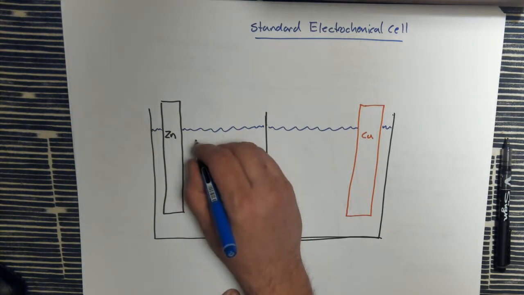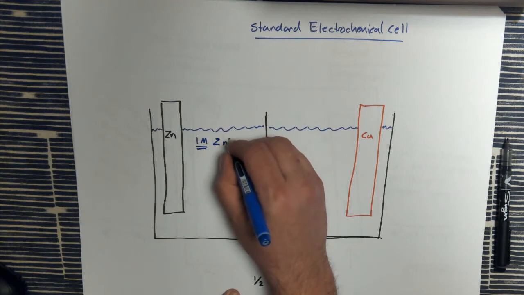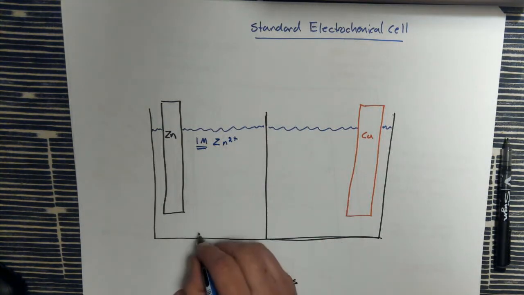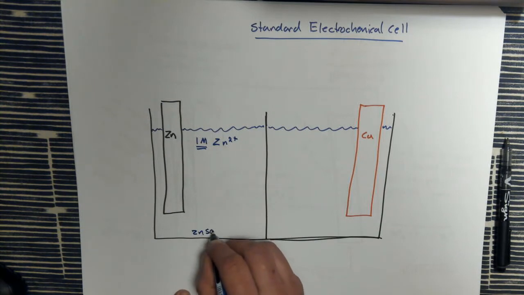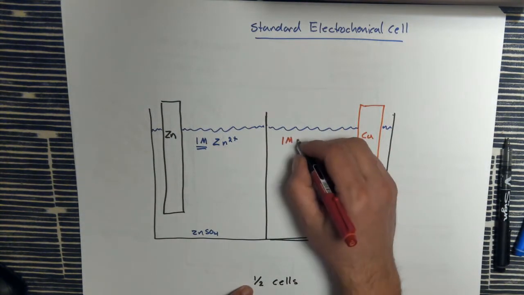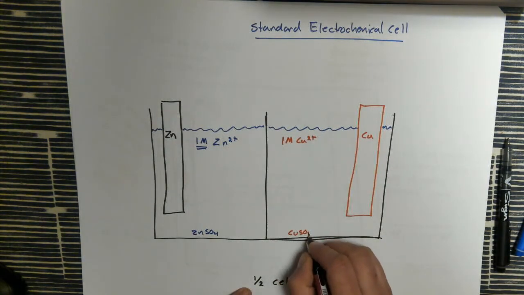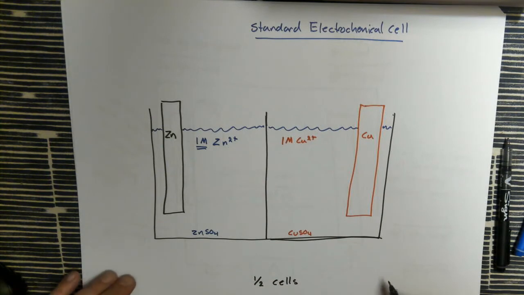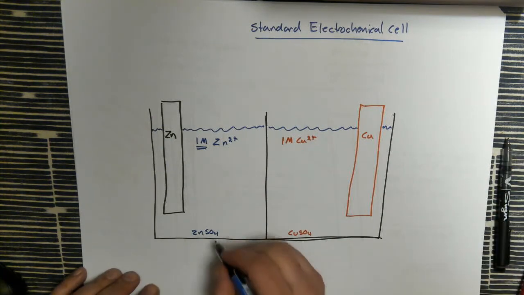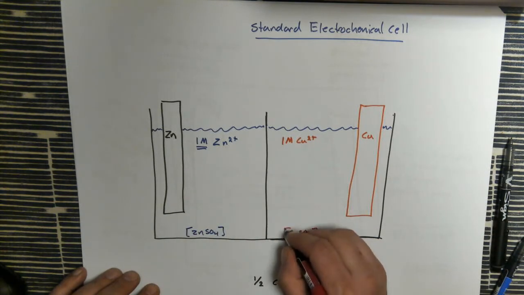So on this side, what we do is we add exactly 1 mole per liter of zinc 2 plus. And this is usually in the form of zinc sulfate. And on the other side, we have exactly 1 mole of copper 2 plus ions. And this comes in the form of copper sulfate. And we can put square brackets around to indicate that there's a solution.